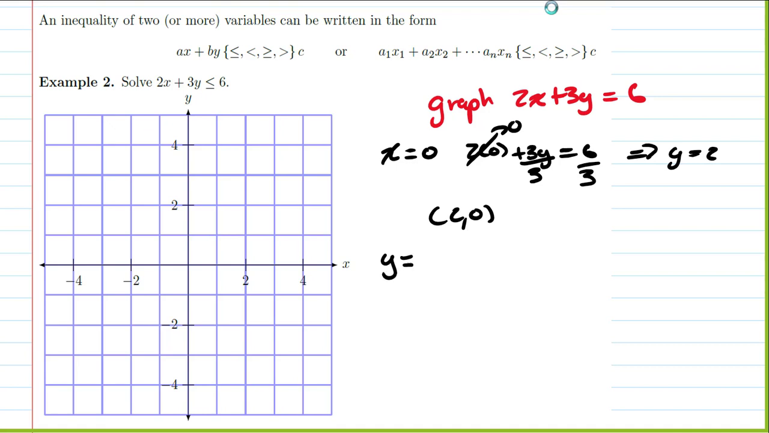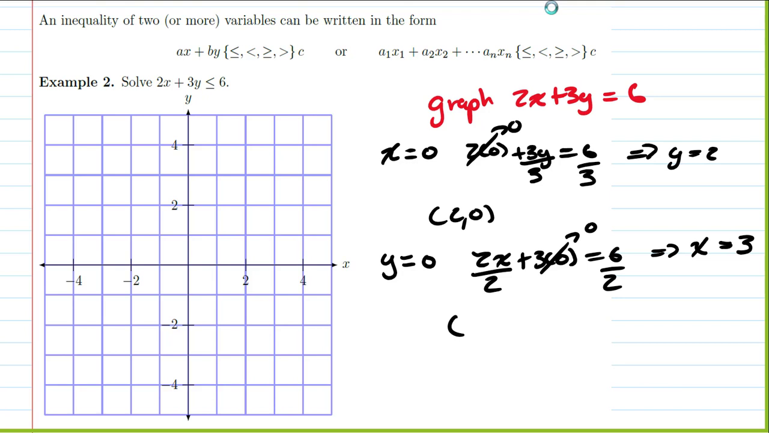Then we would find the other intercept by setting y equal to 0. That would give us 2x plus 3 times 0 equals 6. Once again, anything times 0 is 0. So we divide by 2, and this time we get x is equal to 3. I wrote my first ordered pair backwards: x was 0, y is 2. Here, x is 3, and y is 0. So if we plot our points, we have 0, 2, and the point 3, 0. And we have an or equal to, so we're going to draw a solid line.